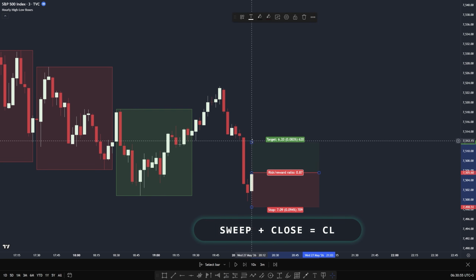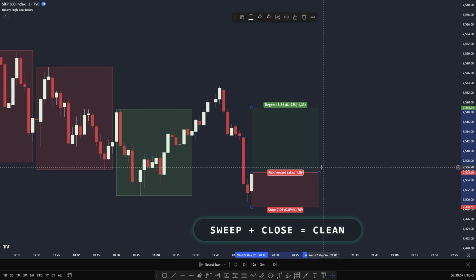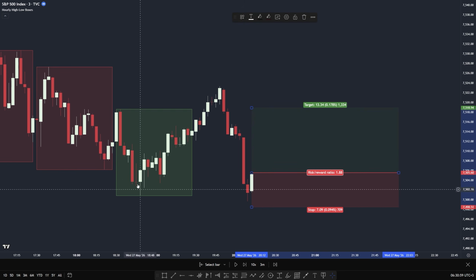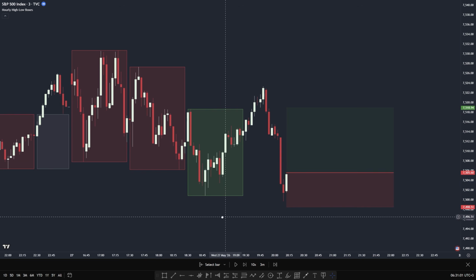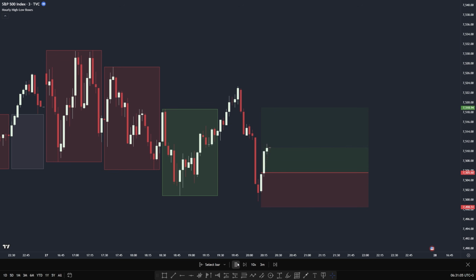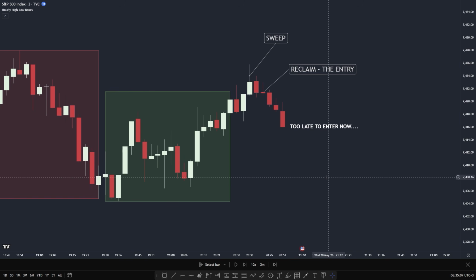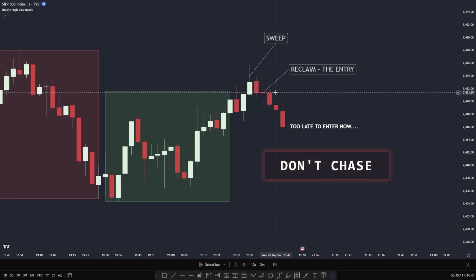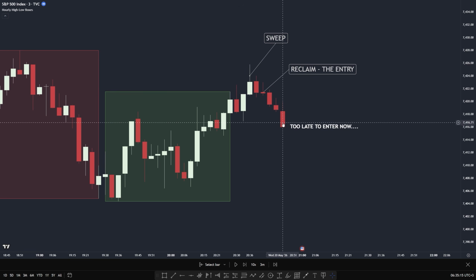It sweeps below it with clear pressure, closes back inside the box, and leaves a stop that fits under the wick. That is the version I want. A missed entry is also not a new setup. If price already reclaimed and moved halfway to target, I don't chase. The trade left without me.